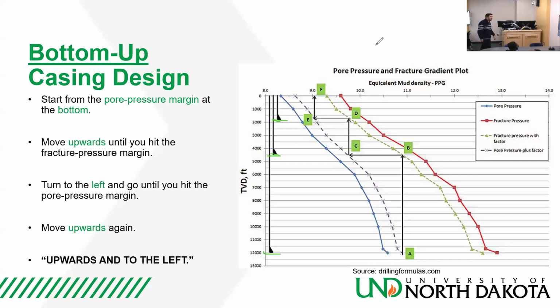This is basically how confident you want to be. The bigger the safety margin you use, the more casing strings you will have to use later in your design, because your mud window narrows down. You want it as wide as possible, but you also don't want to go too close to either side, then you have problems, right?